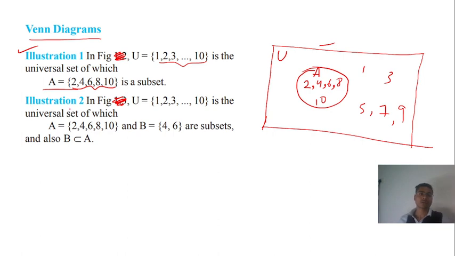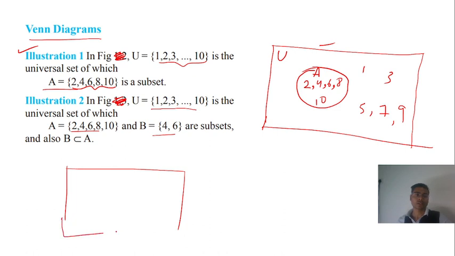Now coming to the second illustration, we again have the universal set, set A and set B. We draw a rectangle, which represents the universal set, and then the set A. As we can see, inside the universal set we have set A, and since 6 and 4 are already inside set A, set B is completely inside set A, and this is set B.